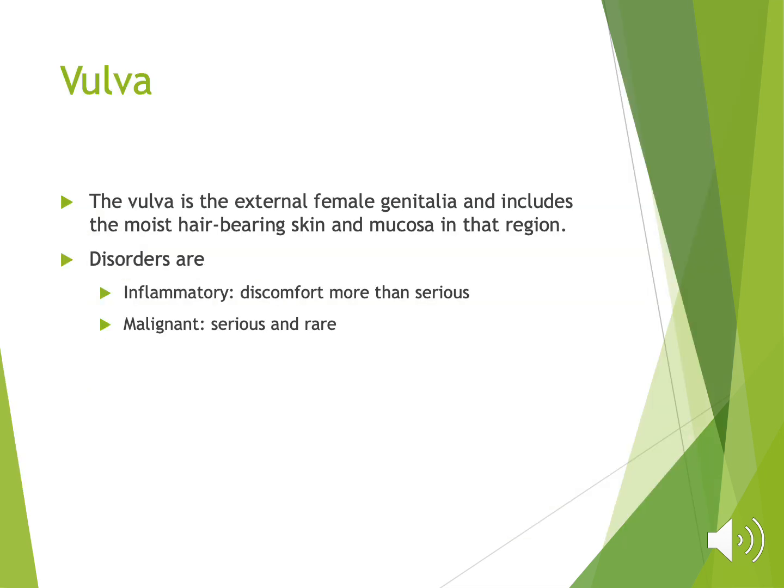The vulva is the external female genitalia and includes the moist hair-bearing skin and mucosa in that region. Disorders can be divided into inflammatory, which are common, typically present with discomfort, itching, and redness, and are rarely serious. On the other hand, malignant disorders are rare, but they are serious and life-threatening.